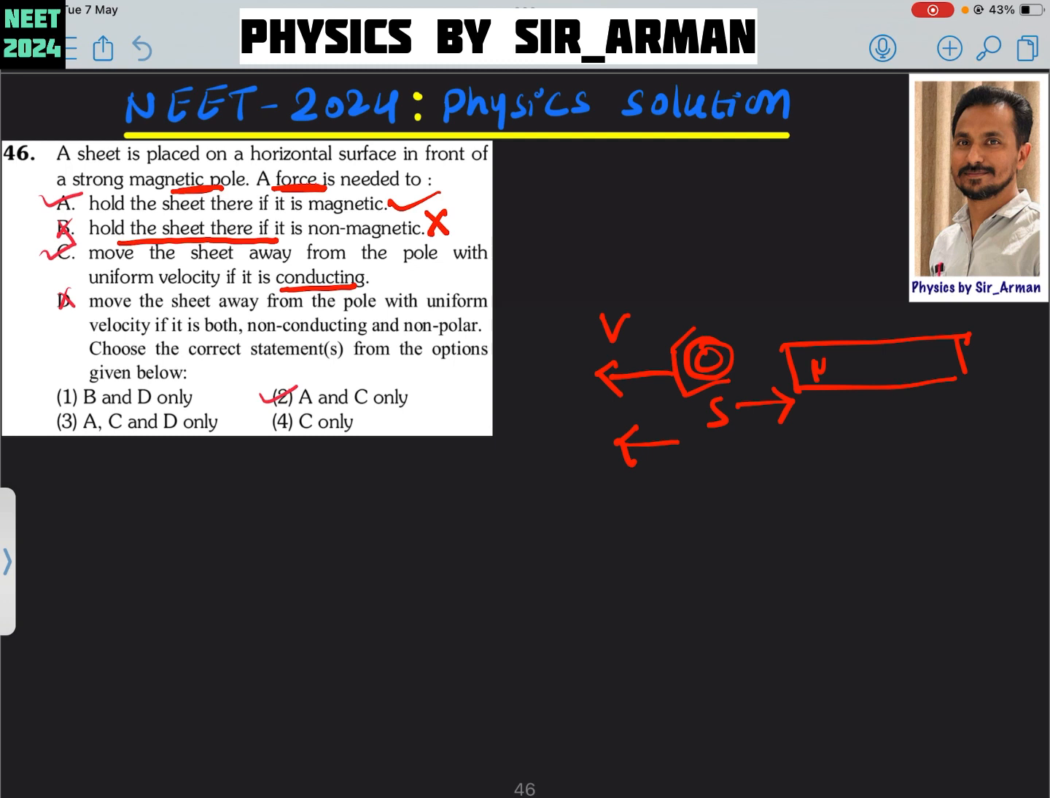Because it is conducting, the eddy currents will generate, and the sheet will be pulled towards the magnet. So a force will be needed to maintain a constant velocity. D, move the sheet away from the pole with uniform velocity if it is both non-conducting and non-polar. See, if it is non-conducting, then no force will be needed because no eddy currents will generate. So D is incorrect and B is also incorrect. So the correct options are A and C.